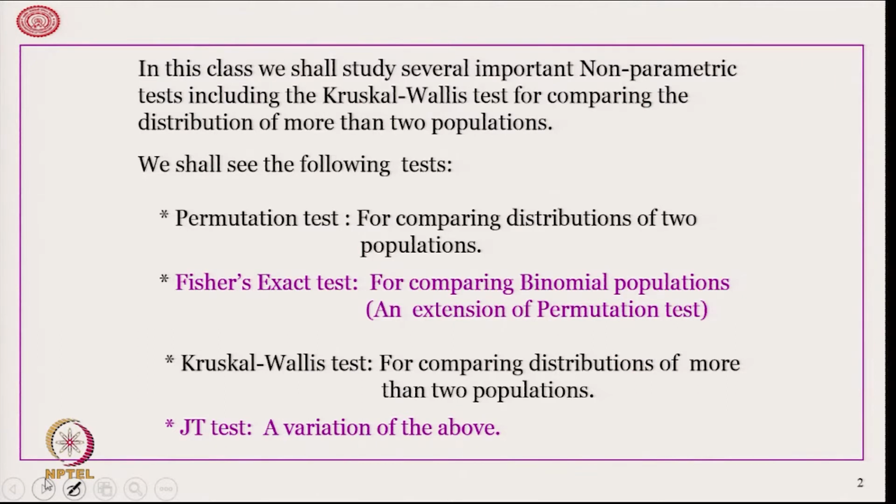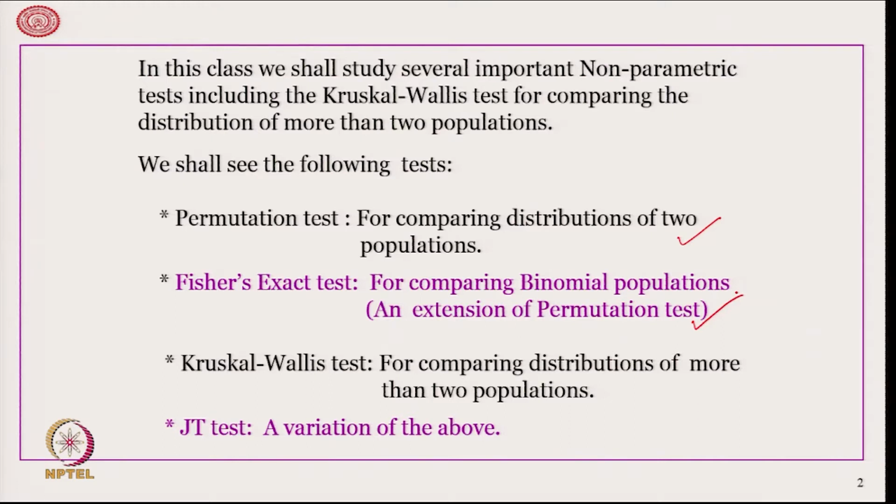In particular, we shall study 4 different tests, namely permutation test, which is used for comparing the distributions of two populations; Fisher's exact test, which is used for comparing two binomial populations, and we shall see that it is an extension of the permutation test.